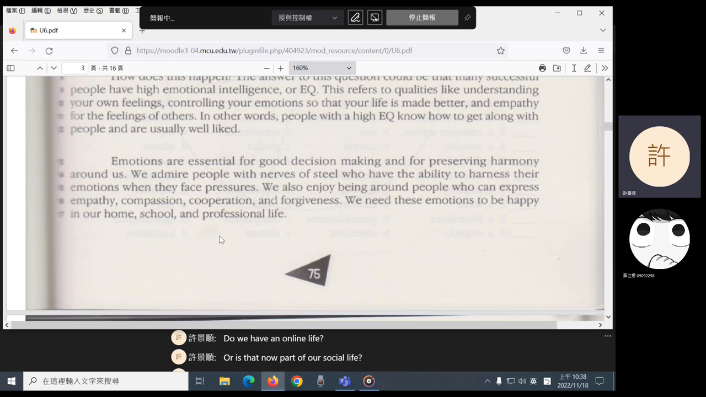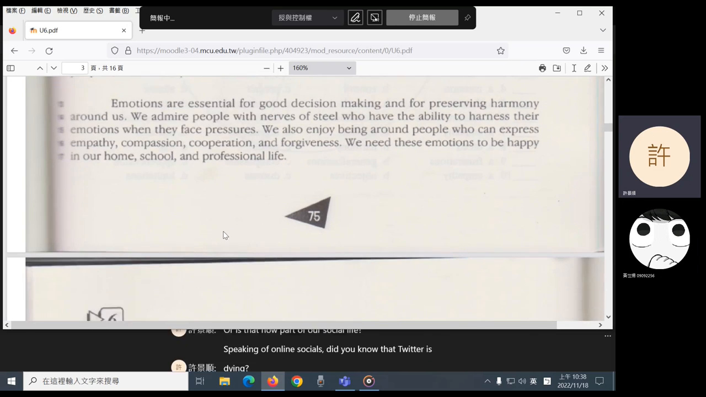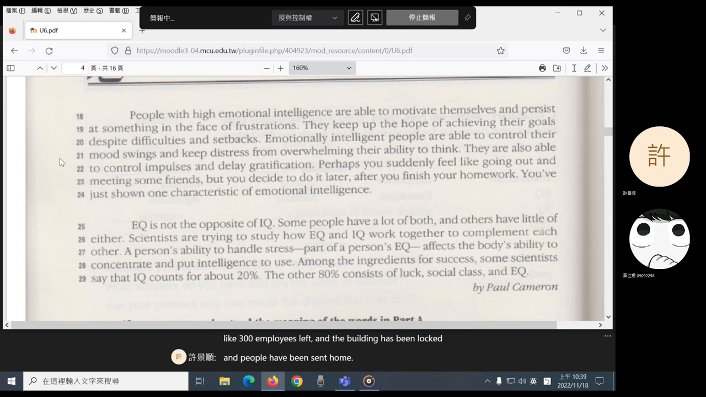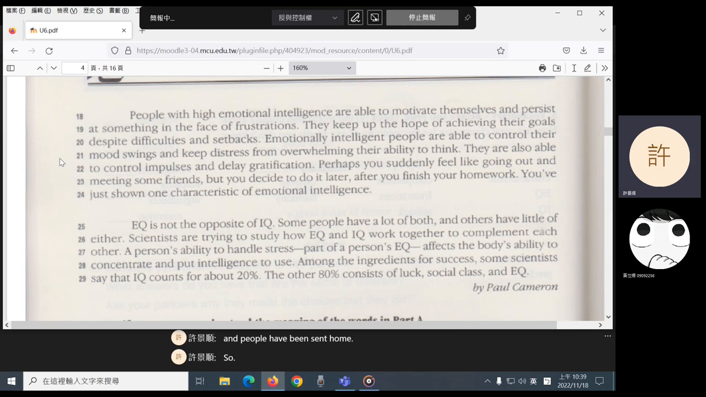Speaking of online socials, did you know that Twitter is dying? Just this morning, there was news that Elon Musk has only like 300 employees left, and the building has been locked, and people have been sent home. So, online social life might be slightly less social.